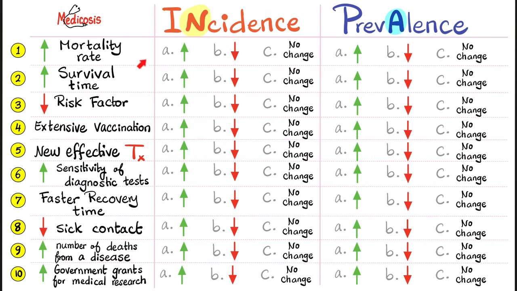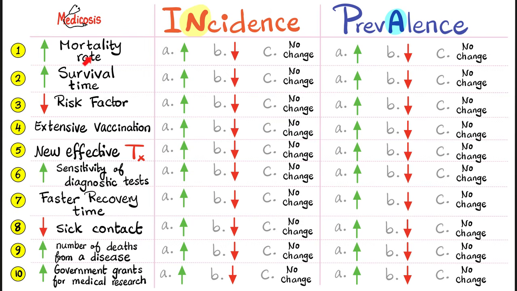Let's practice what we preach. Here are a bunch of questions for you. For each one of these questions, I want you to tell me what happened to the incidence. Did it go up, go down, or stay the same? And what happened to the prevalence? For example, if the mortality rate from a certain condition goes up, what's going to happen to the incidence of that disease? Does it go up, down, or no change? And what happens to the prevalence of that specific disease? Does it increase, decrease, or stay the same? And repeat the same thing with every one of these 10 questions. Pause the video and let me know your answers in the comments. Ready, set, go. Now let me answer them for you.